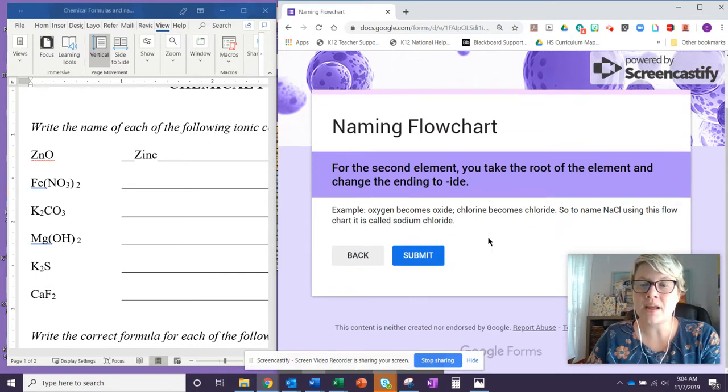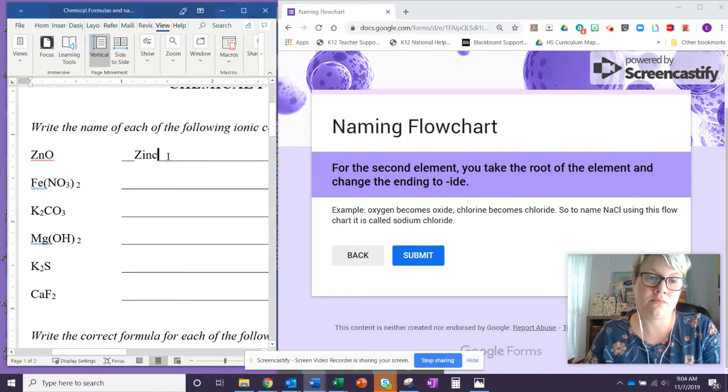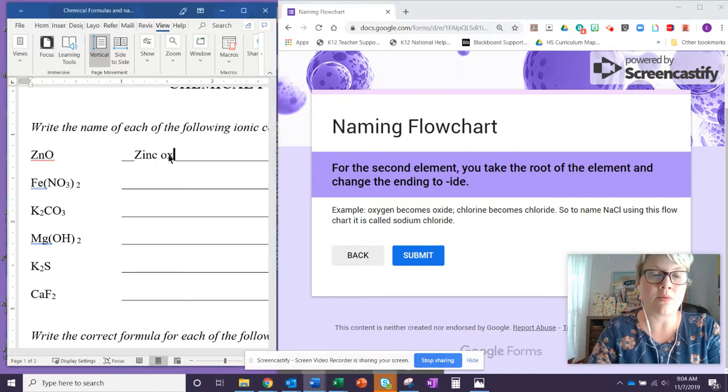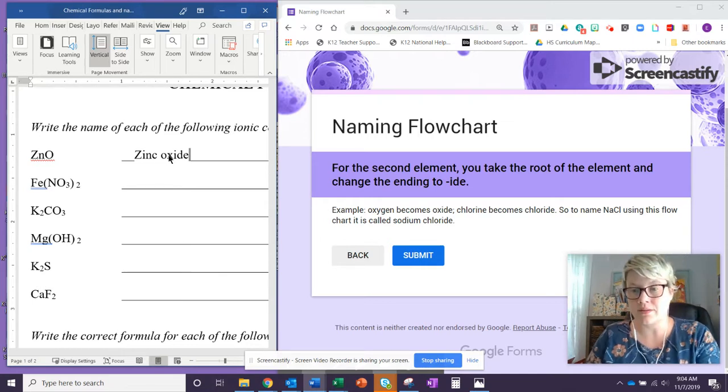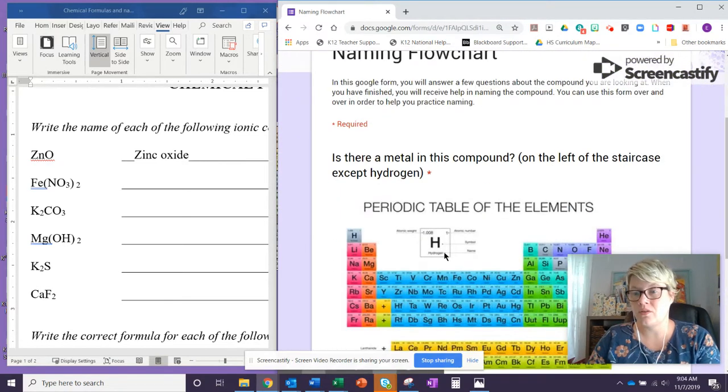And then for the second element, you take the root of the element and change the ending to "ide." Okay. So here in our example, it actually tells us what oxygen becomes. It becomes oxide. So our chemical formula name is now zinc oxide. And that's it. So we can submit another response and it starts over again.